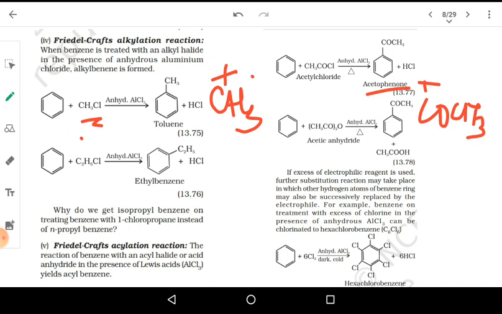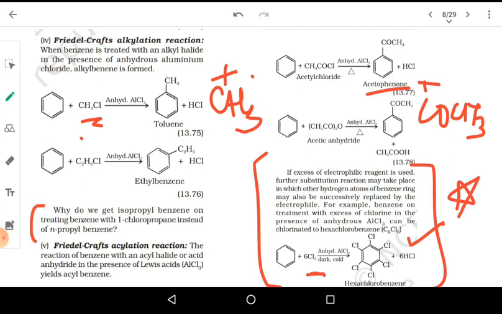But there is another case over here. If we are using an excess of electrophilic reagent, it can lead to further substitution reactions, and if we are using Cl2 in excess in the presence of anhydrous AlCl3 and dark and cold conditions, then the chlorine will be substituting all the positions of hydrogen, and we will be getting a compound like this, which is known as hexachlorobenzene. So this is an important reaction.